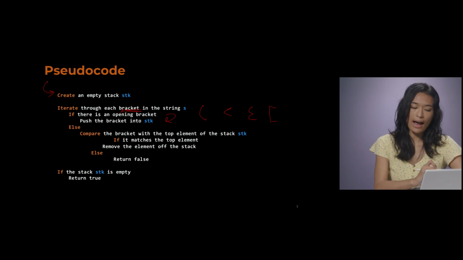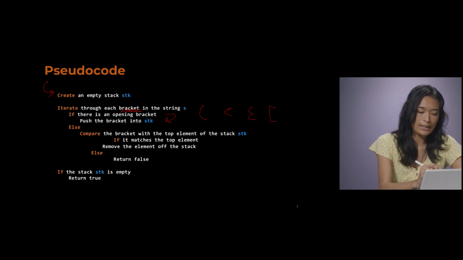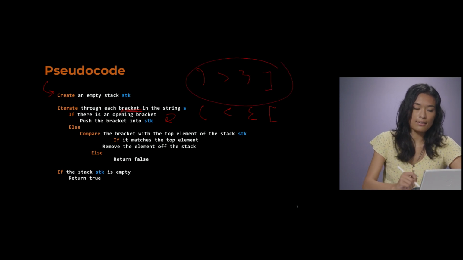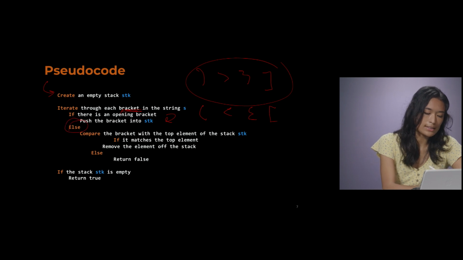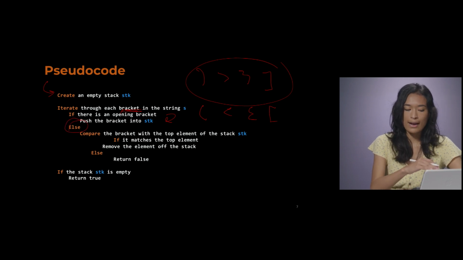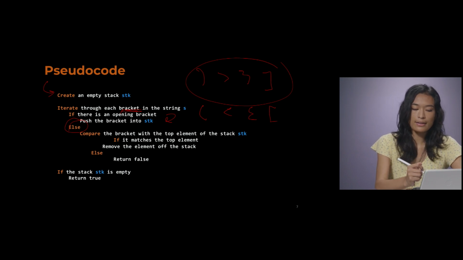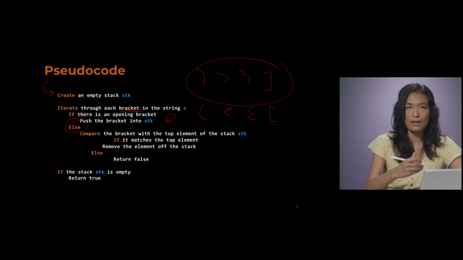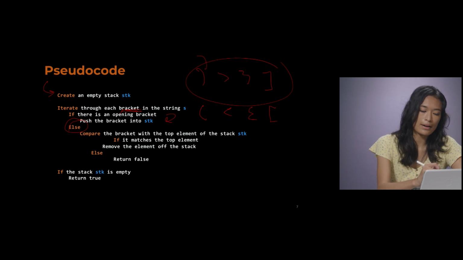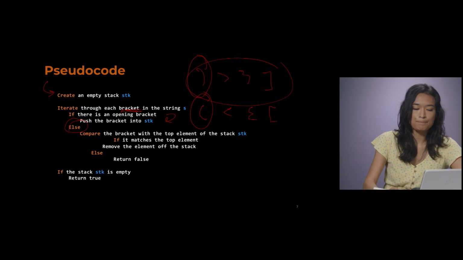And if I didn't have an opening bracket, then I know it has to be the other type because I'm only going to be given brackets according to the constraints of the problem statement. So I'm going to be given something like this, this, this, and this. So if I have any of these brackets, I'm going to go into this else statement because I no longer have an opening bracket. And once I'm in this else statement, I'm going to start comparing that closing bracket with the top element of the stack.